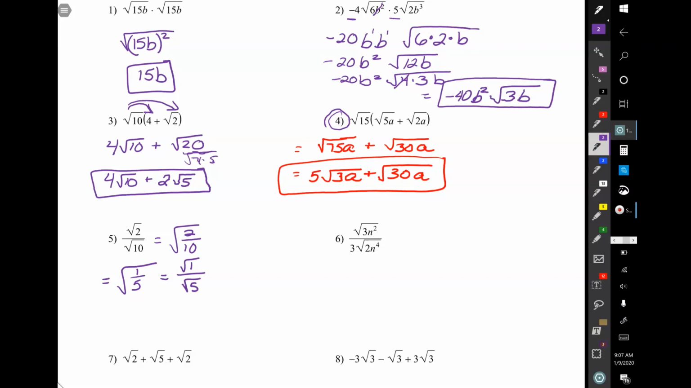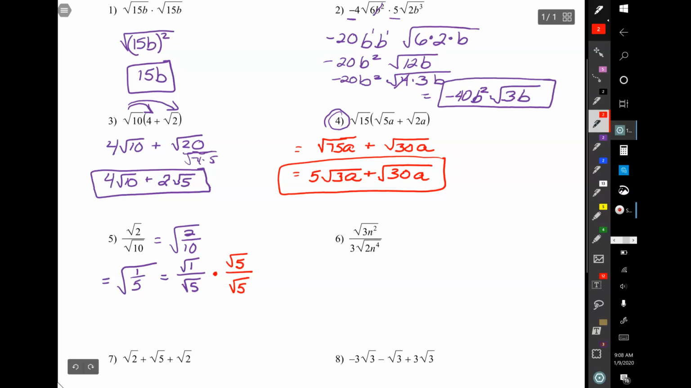So here, how can I get that 5 to not be a square root? I would multiply by the square root of 5. But if I do that to the denominator, I have to do that also to the numerator, or else I've changed the problem. I don't want to change the value. I just want to change the format that it's in.